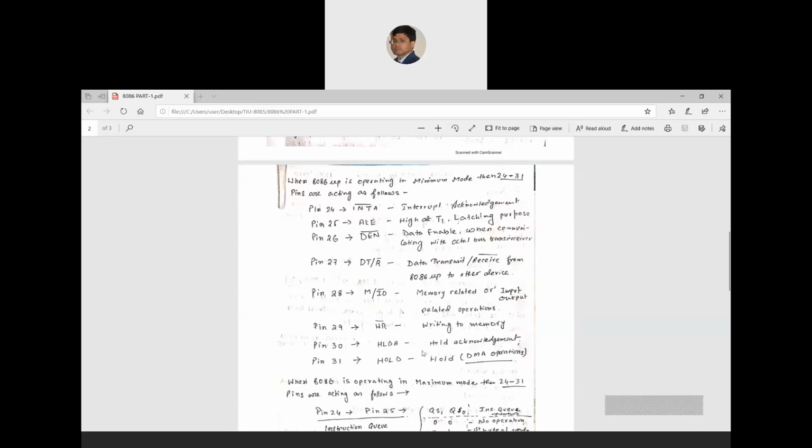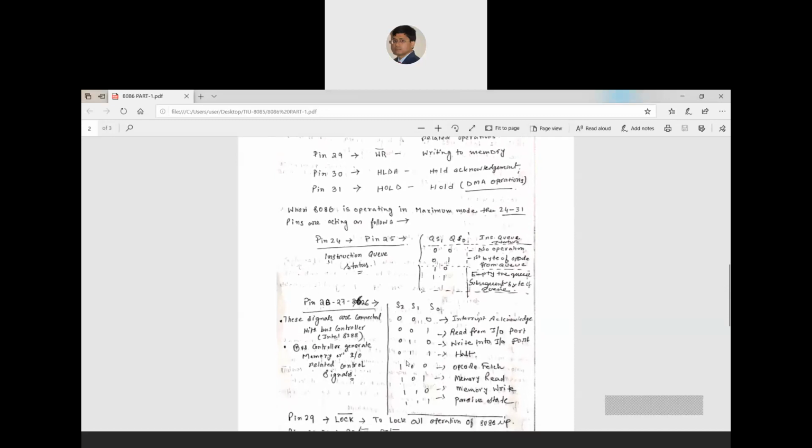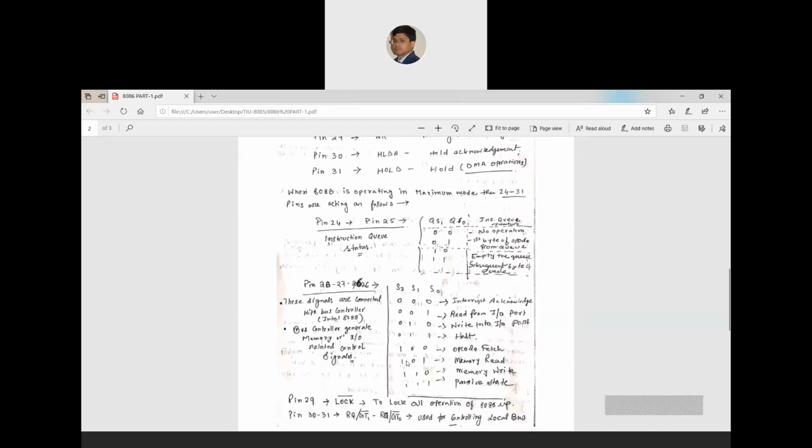So when 8086 is working in maximum mode, it can be used in maximum mode also. Before going to that part, you just write down your ID here. Then I will discuss the maximum mode and I will end the class. After maximum mode, today's class will be over. So write down your ID.